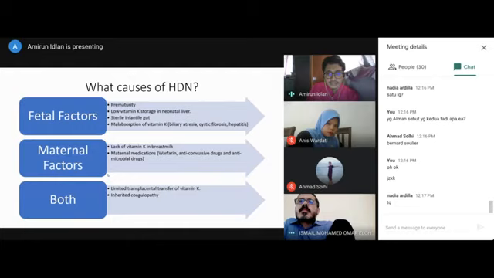And also the factors involving both: on the fetal side, there will be limited transplacental transfer of vitamin K, and also if the mother has an inherited coagulopathy.